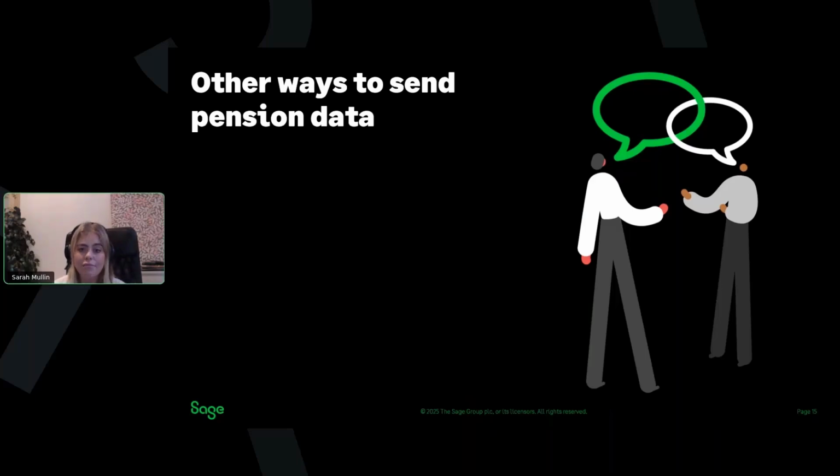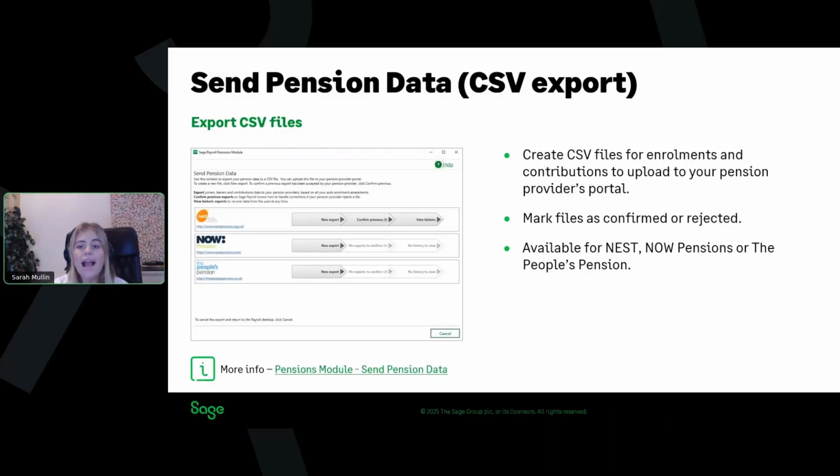Next, I do want to take a look at other ways to send pension data if you're not using PDX, or you might just have a provider that isn't supported. So you can still send pension data manually by logging into your pension provider's portal, and some people might even key in the details. But if you have a larger payroll and you're doing it every week or every month, it is going to be much easier to export a CSV file. So there are 2 ways to do this.